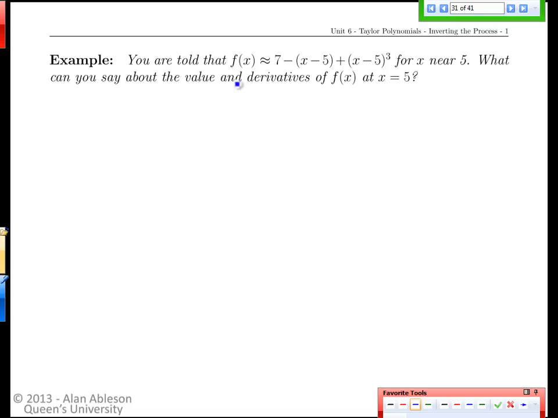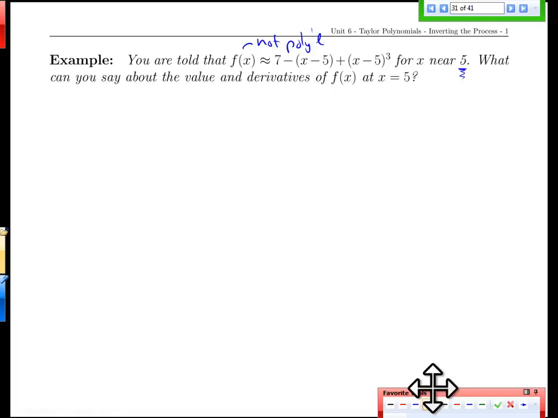Having looked at how we can construct Taylor polynomials, it's worth looking at a classic problem type that you'll see some examples of in your practice problems. Let's say we have a function that's not a polynomial. So we'll assume that up front. It is not a polynomial function. But someone says, well, we can approximate that non-polynomial function with this cubic near x equals 5.